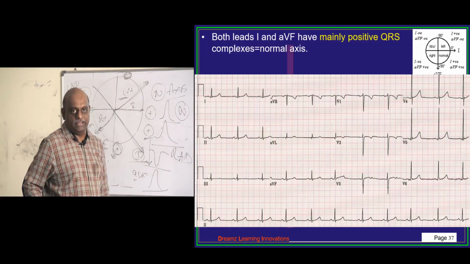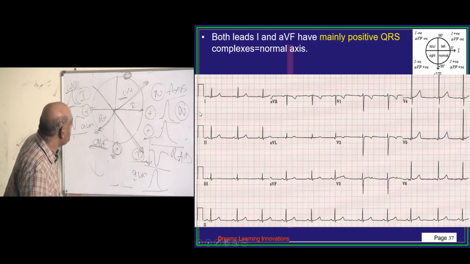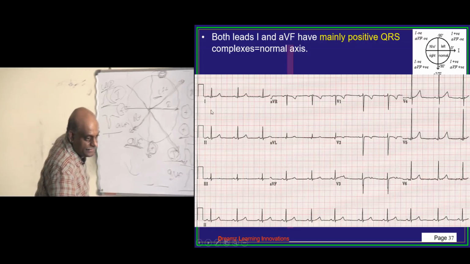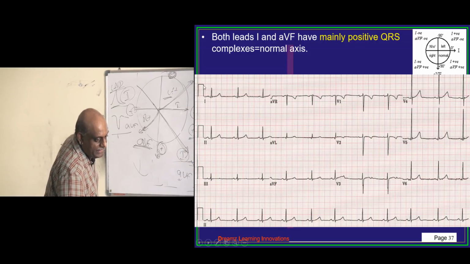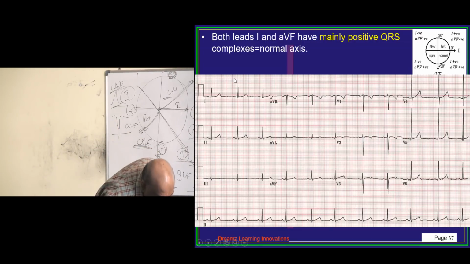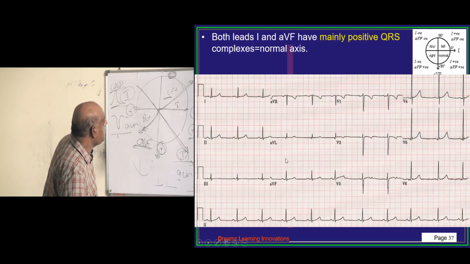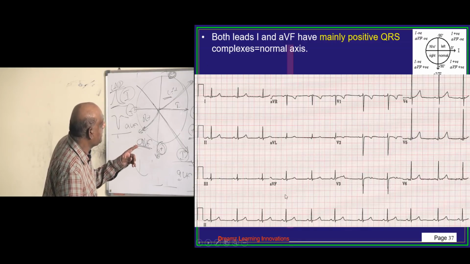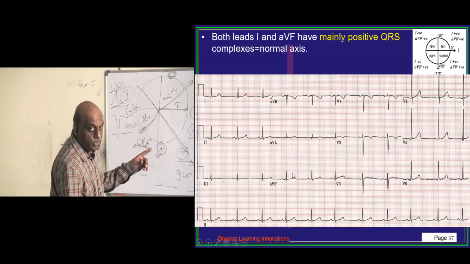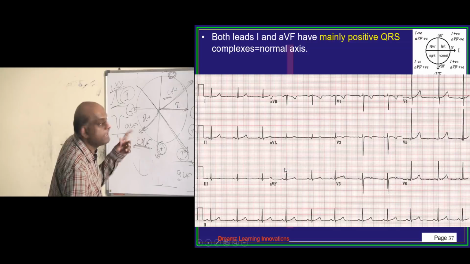Now let us look at this ECG. How is the lead one? Lead one is typically positive. How is the lead AVF? Lead AVF is also positive, looking up. If the boy is looking up, if the girl is looking up, they both are getting married and looking at Arundhati Nakshatra, so it is a normal situation.